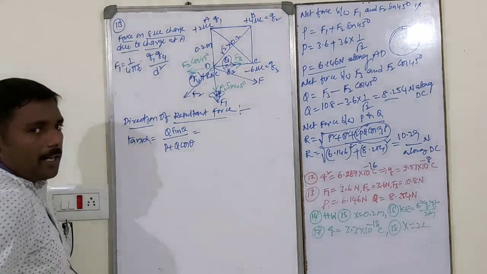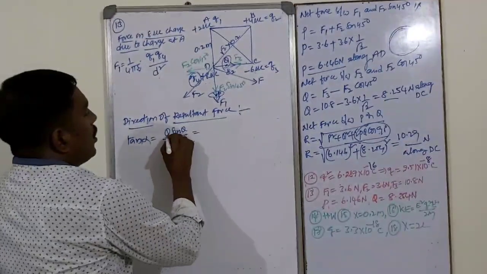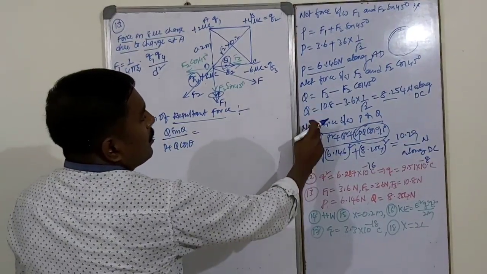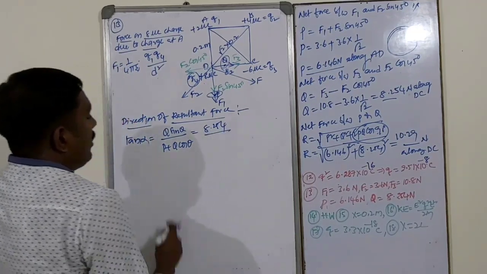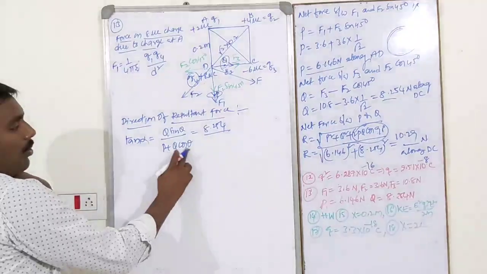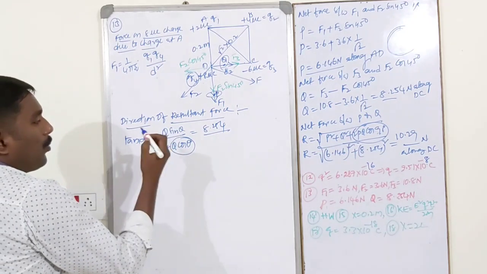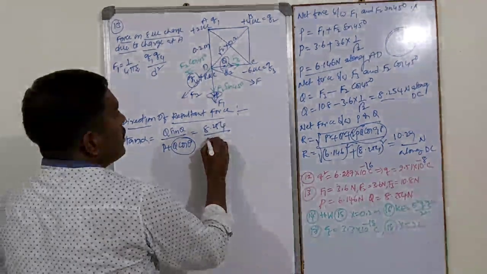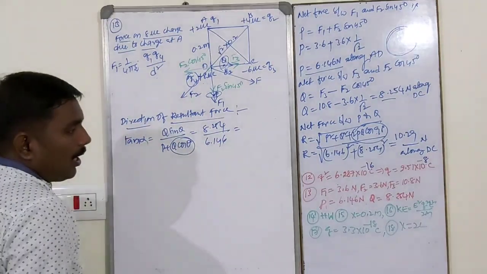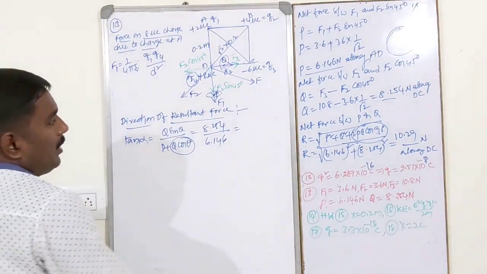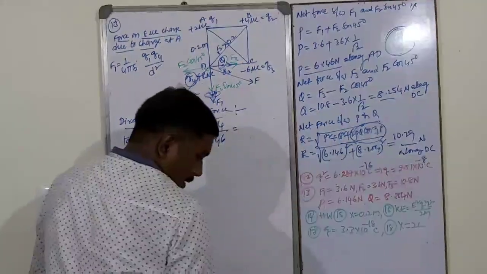So what is the value of theta? 90 degrees. The angle between P and Q is 90. What is the value of Q? 8.254, divided by P plus Q cos theta. Cos 90 is 0, so that whole term is 0. Only Q by P. P value is 6.146.